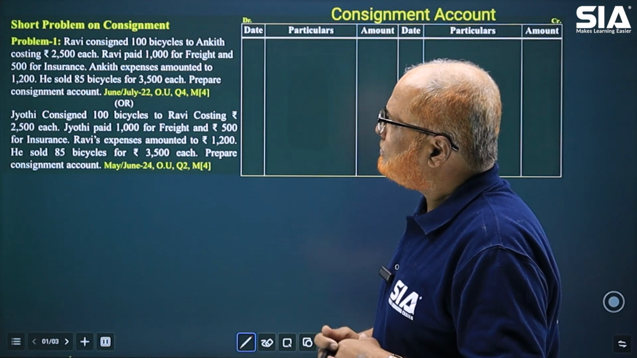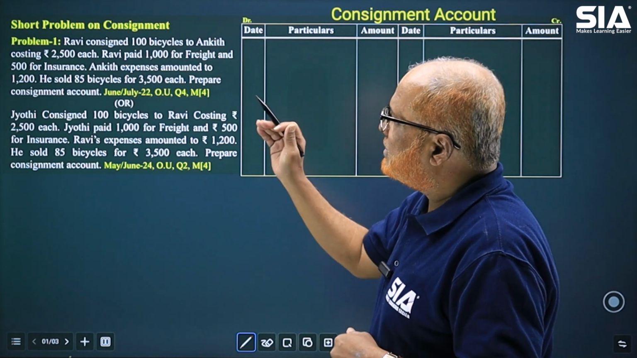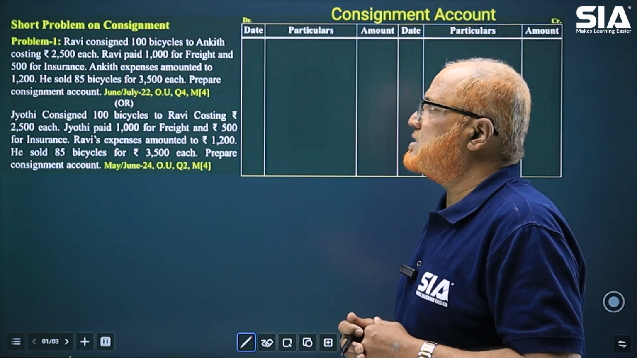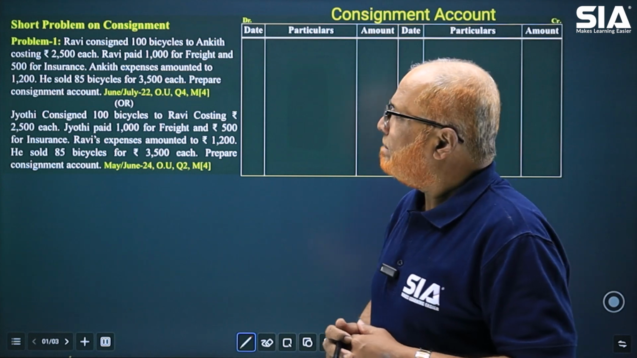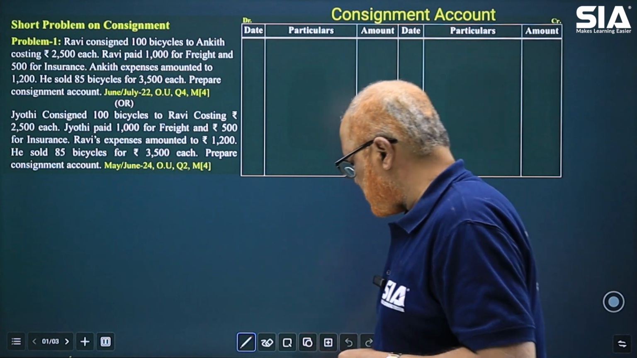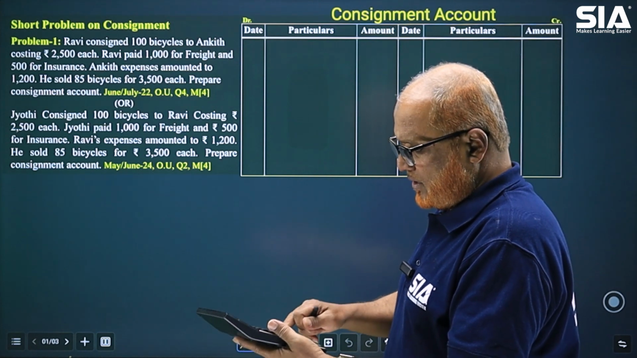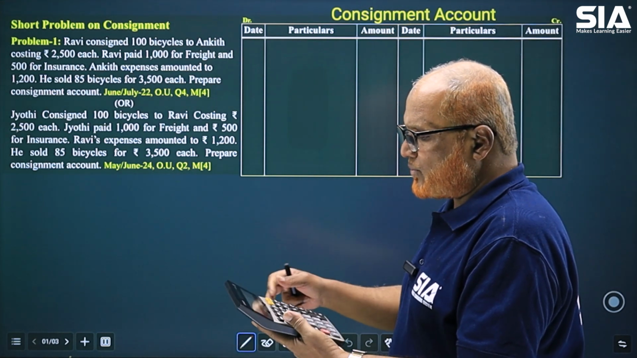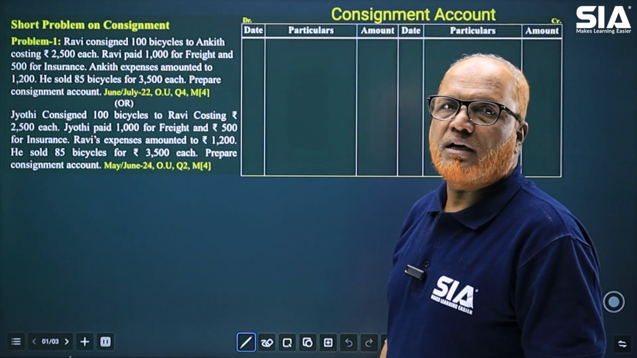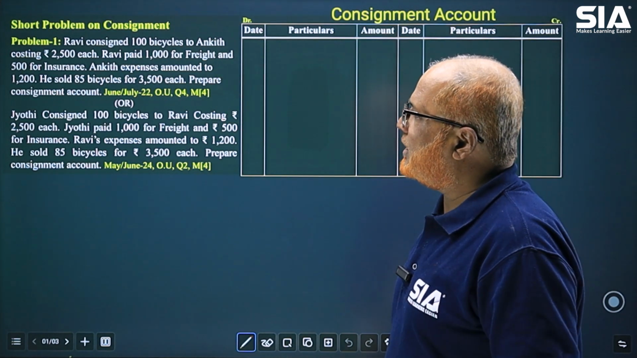Now see the problem. Ravi consigned 100 bicycles to Ankit, costing 2,500 each. That means Ravi is the consigner, Ankit is the consignee. And the cost of the goods sent is 100 into 2,500. It comes to 2,50,000. Then Ravi paid. Who is Ravi? Consigner. The consigner Ravi paid 1,000 for freight and 500 for insurance.